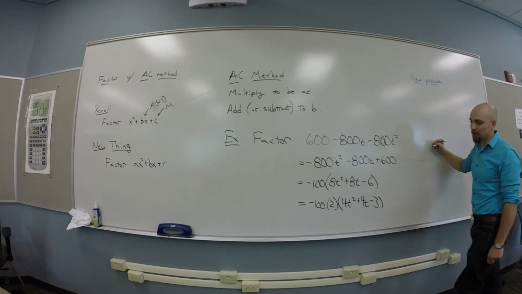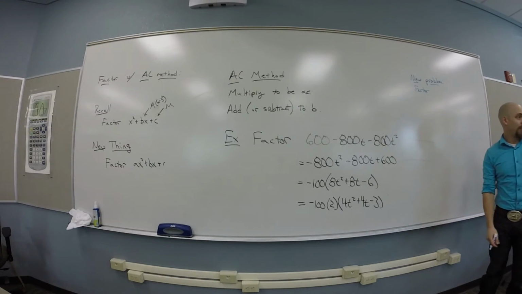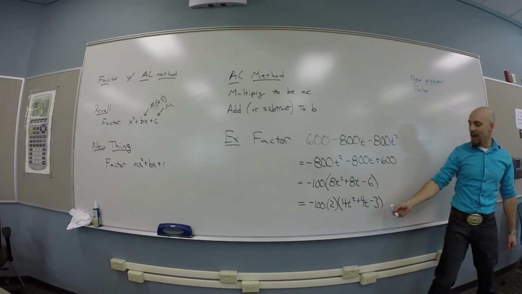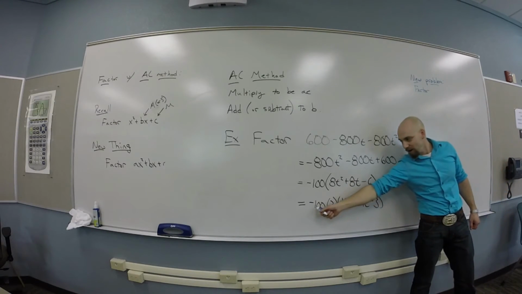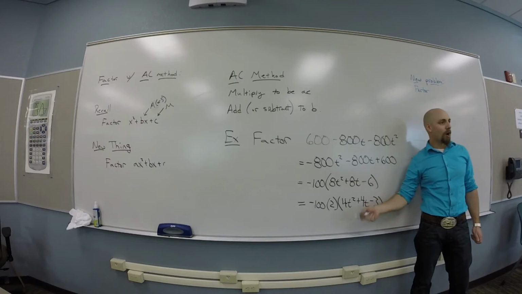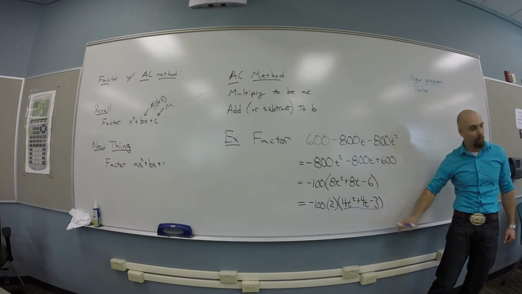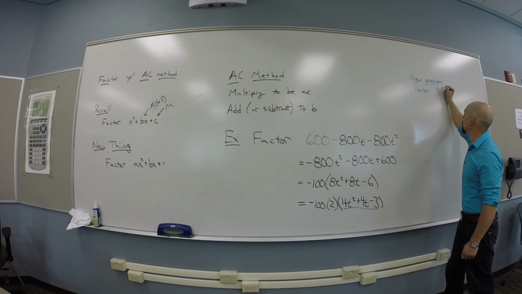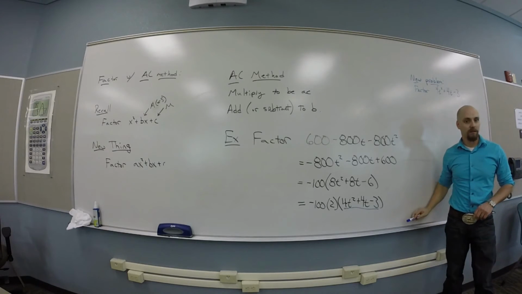Right, now my new problem is going to be: factor what? That. Which part of this? Really you could get away with just factoring this part, and then we'll have to remember to multiply by our negative 200. But when I'm doing the AC method, I'm bogged down enough with the new method, so I'm just going to factor this piece. So this one's my new problem. We're going to factor 4t squared plus 4t minus 3.